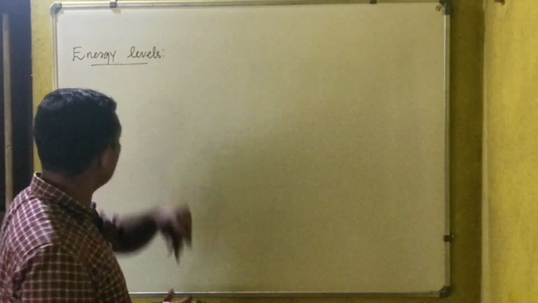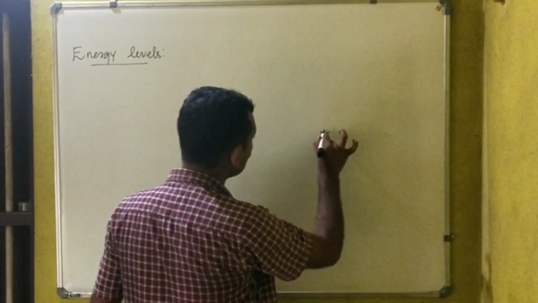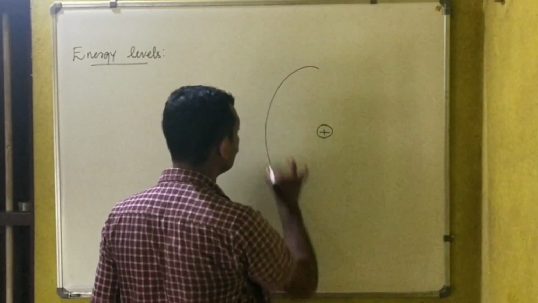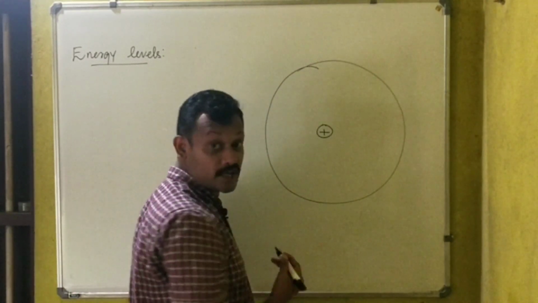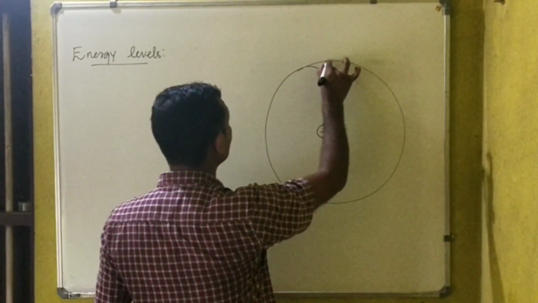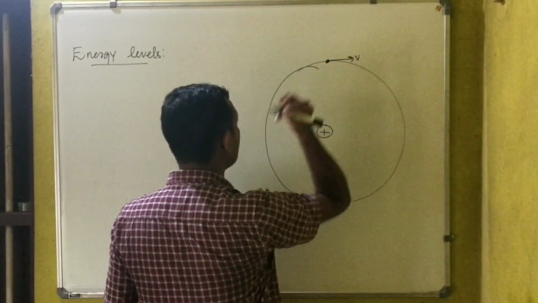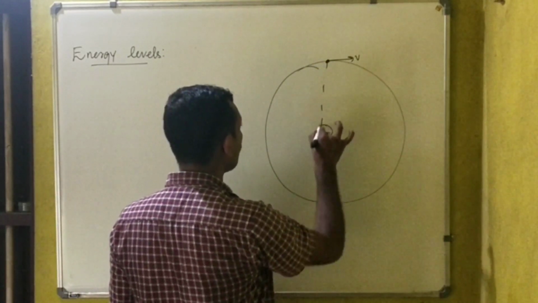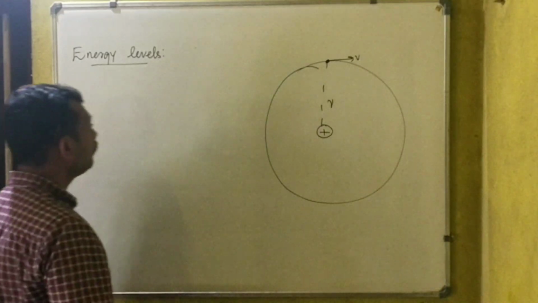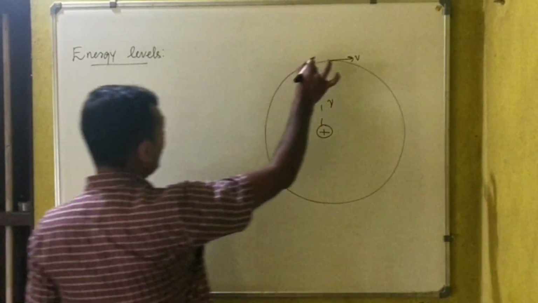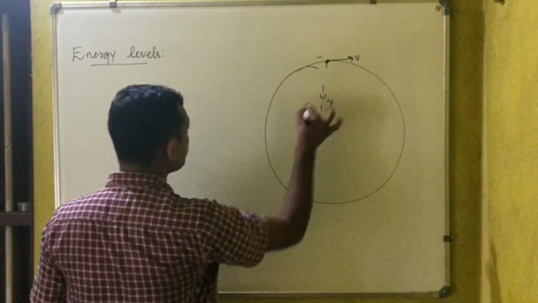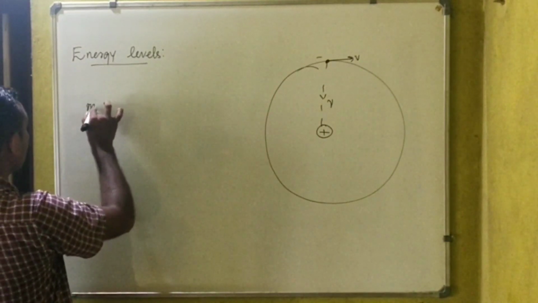Yes, energy levels. Let me consider this. Positively charged nucleus and electrons are revolving around the nucleus. Let us say that at one instant its velocity is v and this distance is r. Electrons are negative charge. There is a force towards the center that is called a centripetal force.